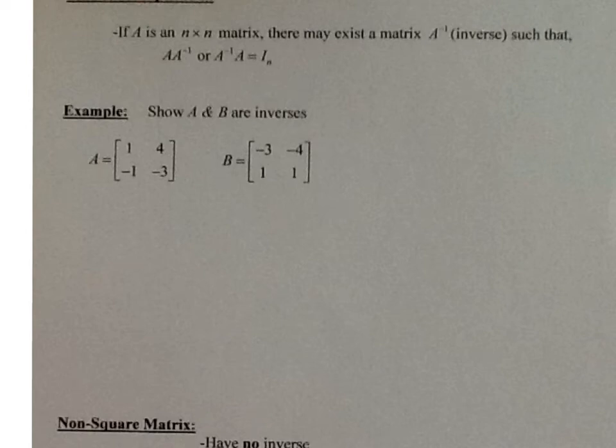So today what we're going to work on is the inverse of a square matrix. If matrix A is an n by n matrix, which means it's a square matrix, there may exist a matrix inverse, remember that's the inverse symbol, the -1, such that when you do matrix A times the inverse of matrix A, or the inverse of matrix A times A, so it's commutative, you will get the identity.